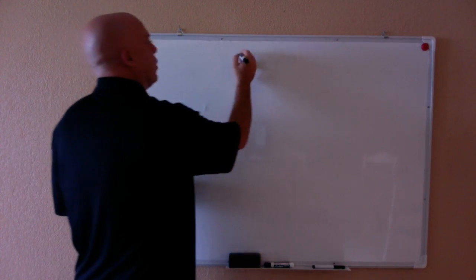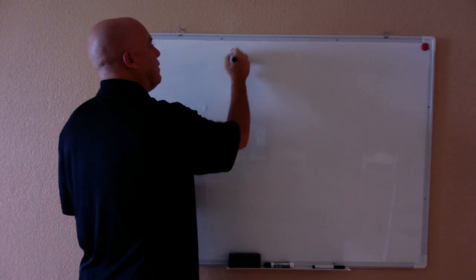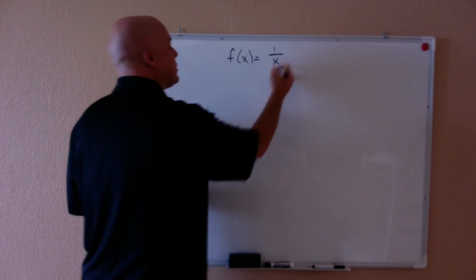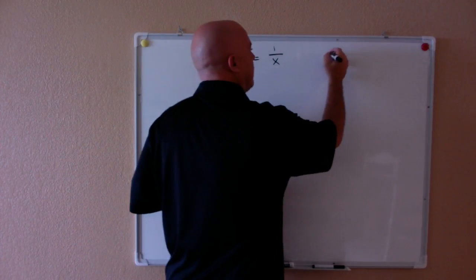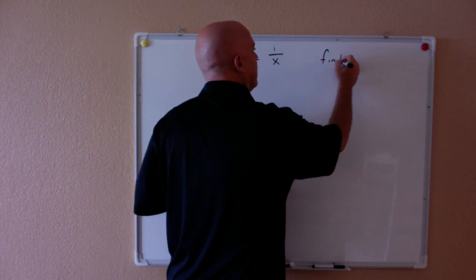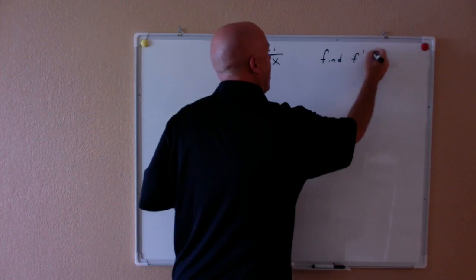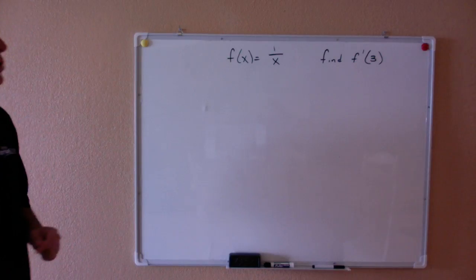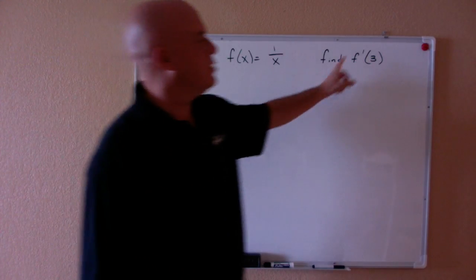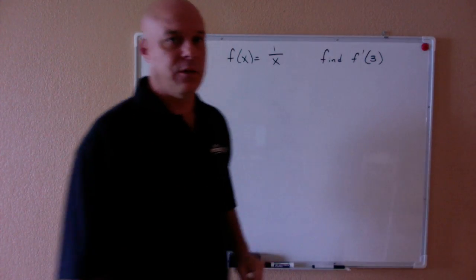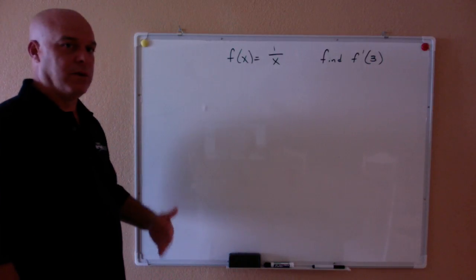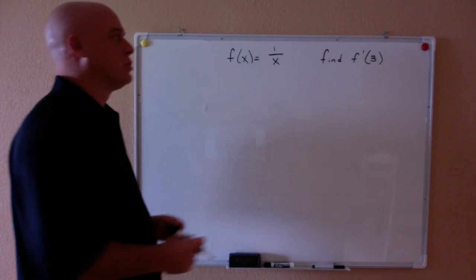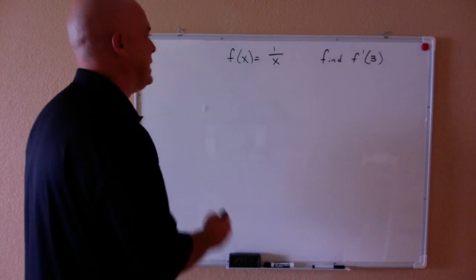Let's say that we had the function f of x is equal to 1 over x, and I want to find f prime of 3. Okay, there's my question. We want to find the instantaneous rate of change at x equals 3, the value of the derivative at x equals 3. Notice how I keep continuing to put that terminology together.